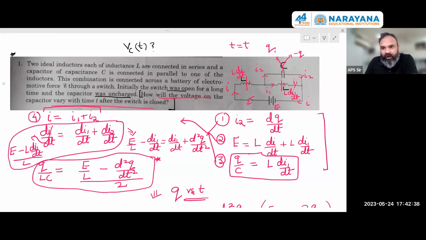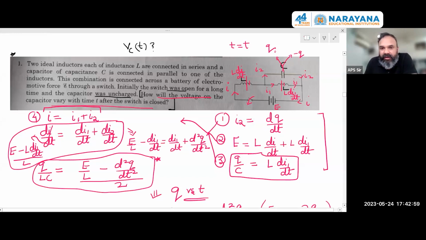This voltage is known, so I know L dI1 by dt. I'll integrate and find I1 also. And I1, I2 are known, so I can find out I. In fact, any voltage, any current that he wants me to calculate can be written as a function of time in this LC circuit.